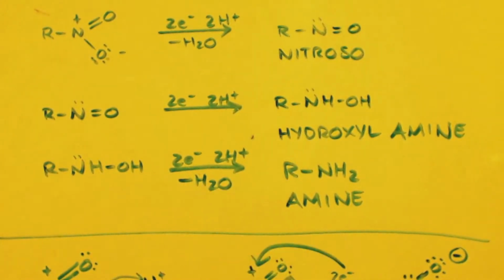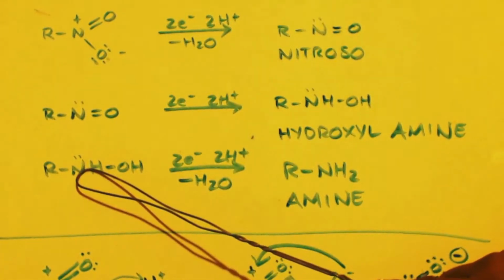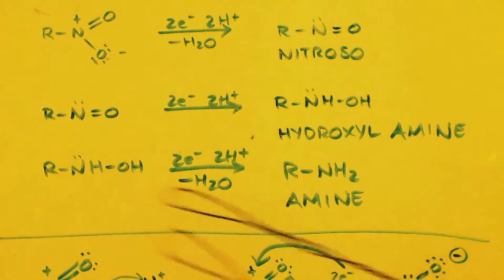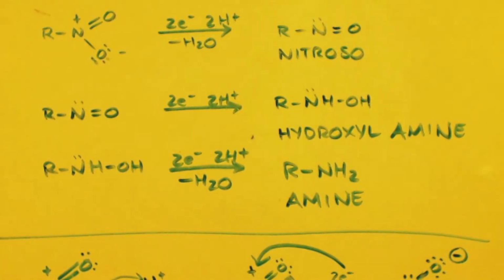Then you take your hydroxylamine, and again, you add 2 electrons, 2 protons, and this time you're going to lose water again, right? Proton goes to the water, it comes off, and another proton comes on here after you get your electrons on, right? So you can have your NH2. So that's the generic equation.